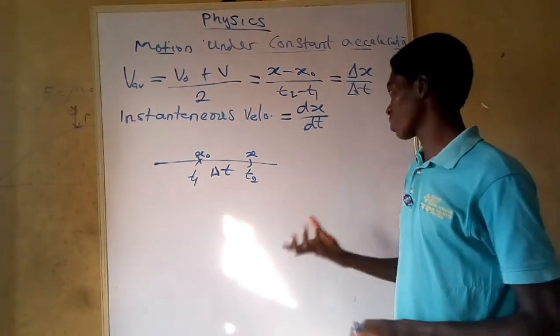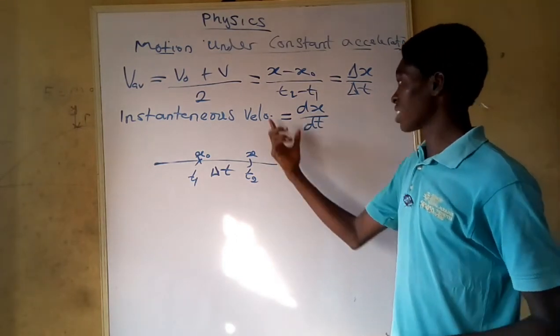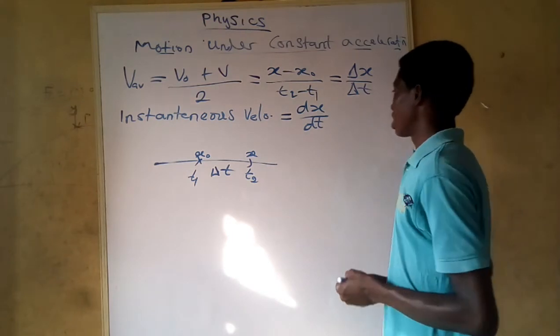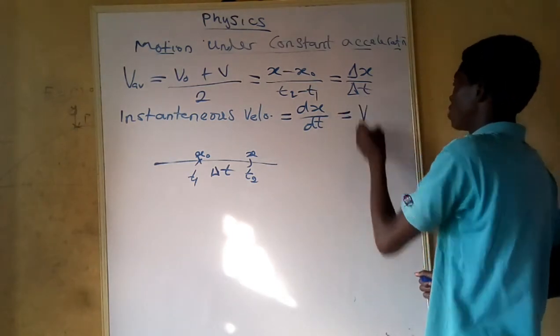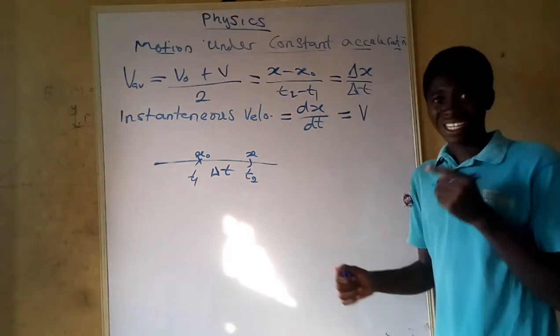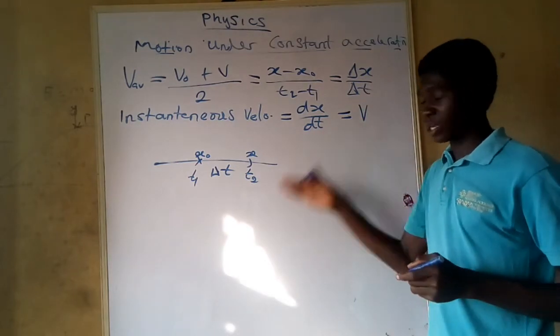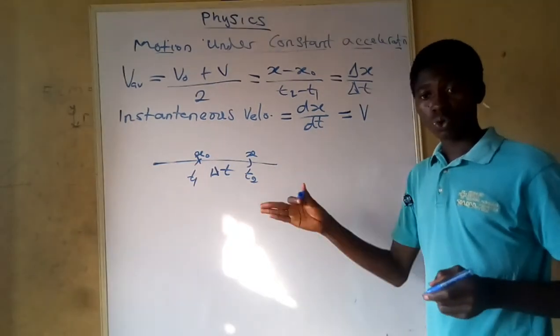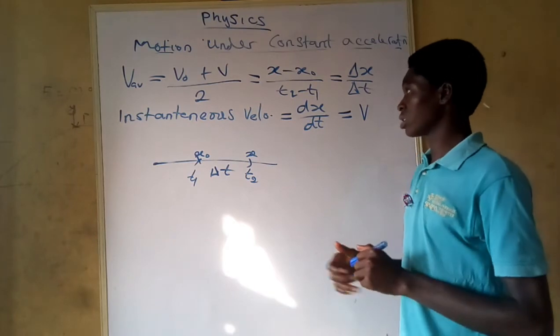So we take that, and that is what we call instantaneous velocity. Our instantaneous velocity is going to be v, the velocity at an instant, or velocity at a point between two close points. So that is it, and these are some of the things we need.